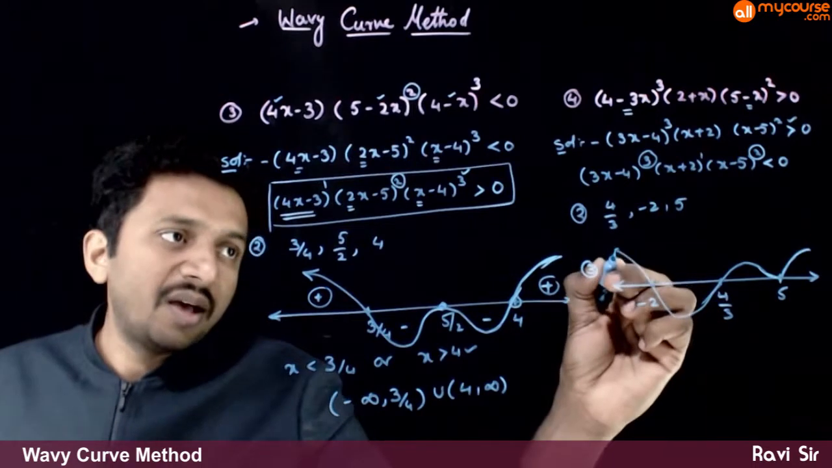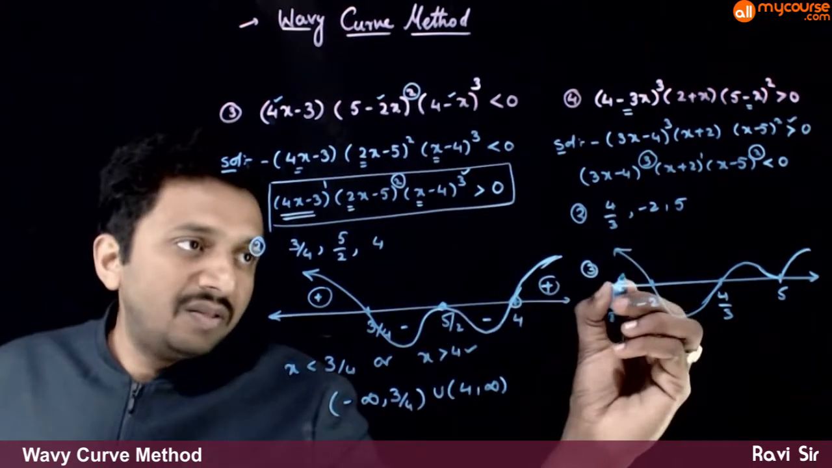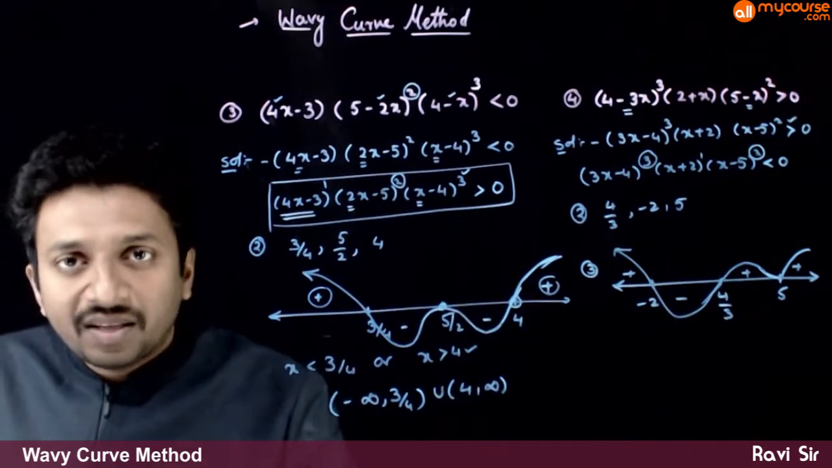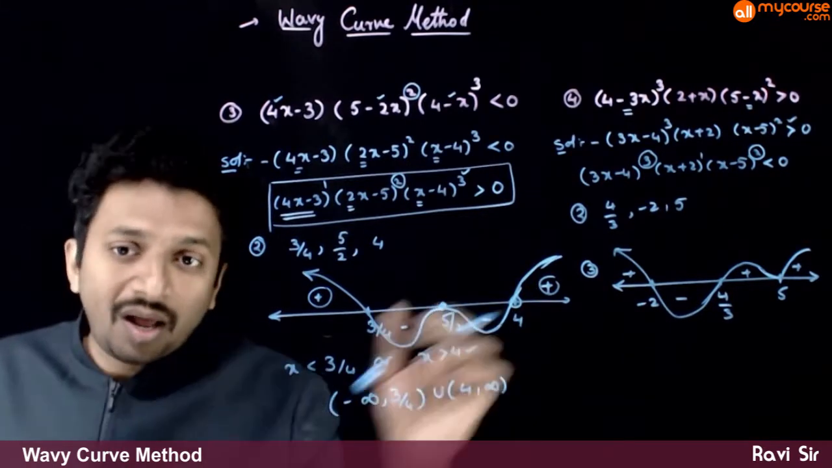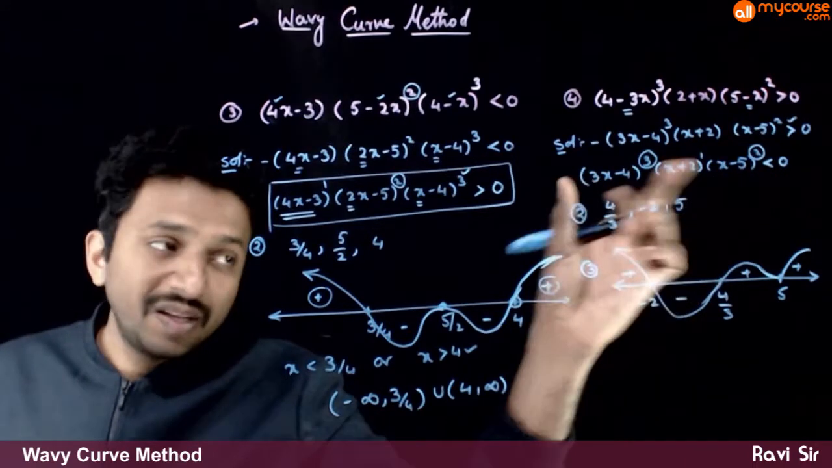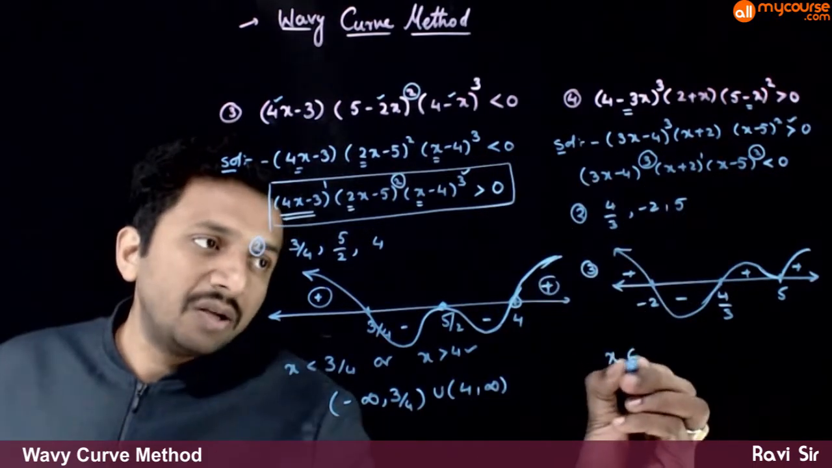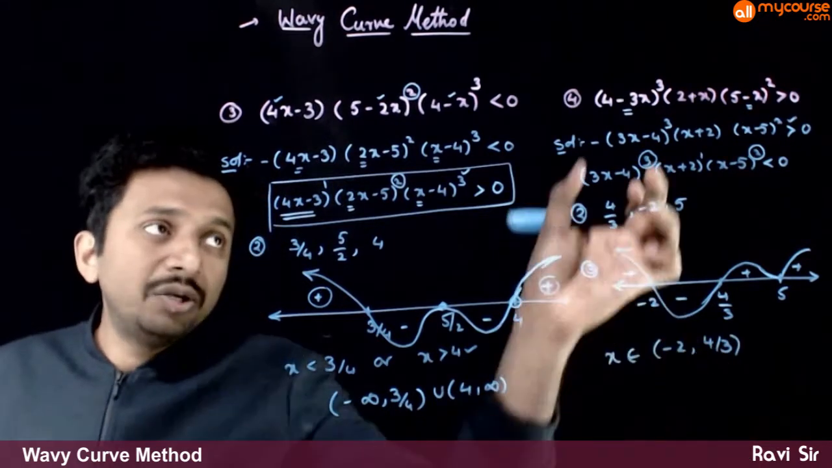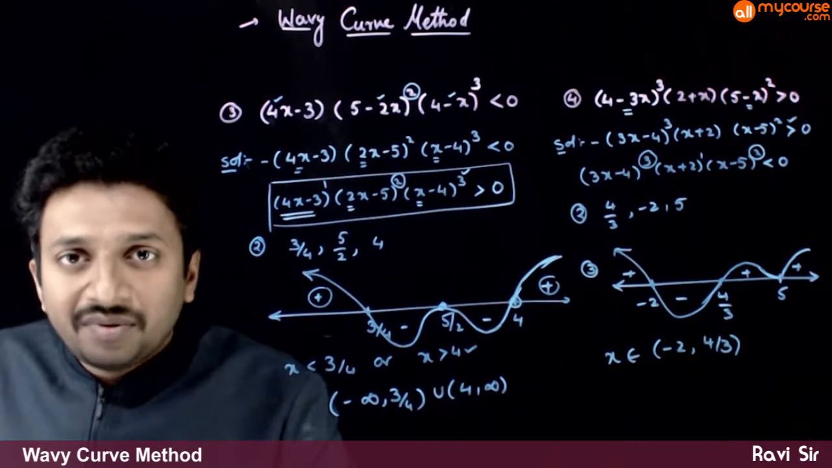So this goes above. So this is the positive interval. This is the negative interval. So what is the interval that I want? I want the negative interval, right? So I'm solving this inequation. So what is the answer? X belongs to minus 2 comma 4 by 3. So that's the solution to this inequation.